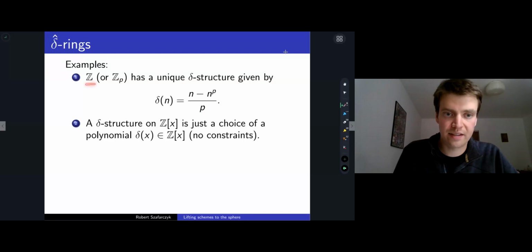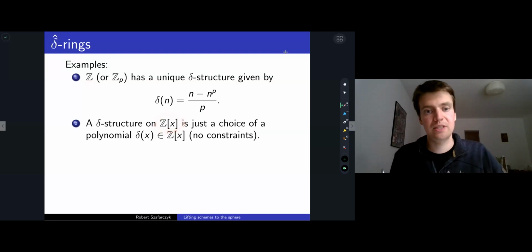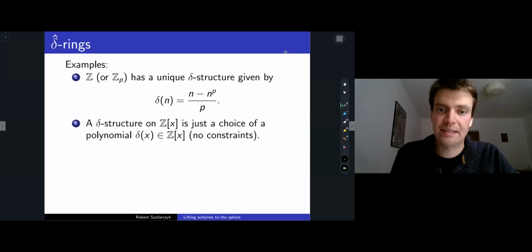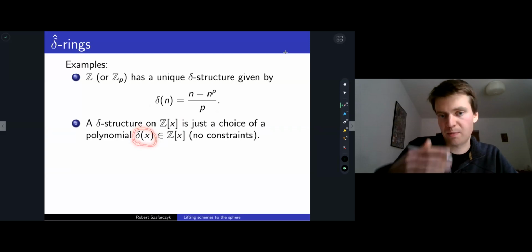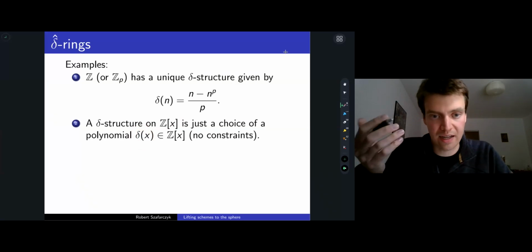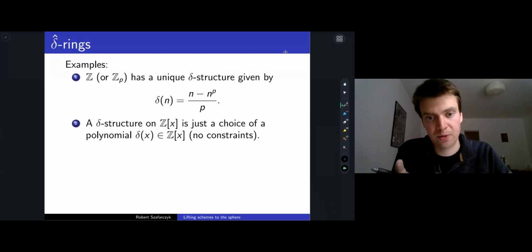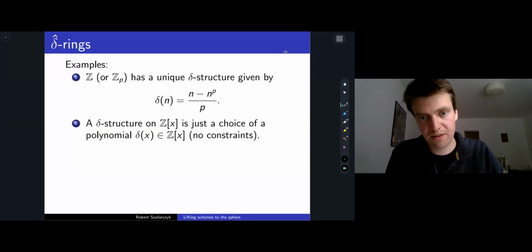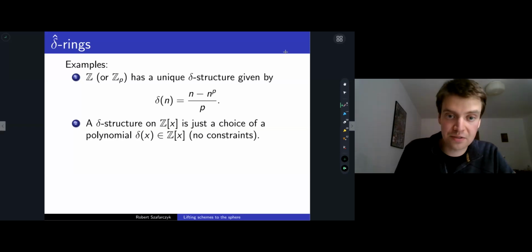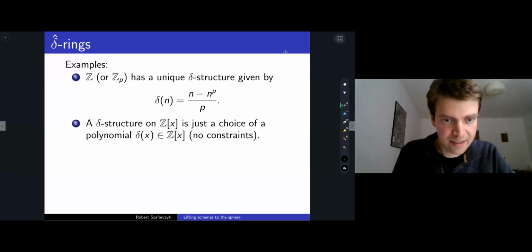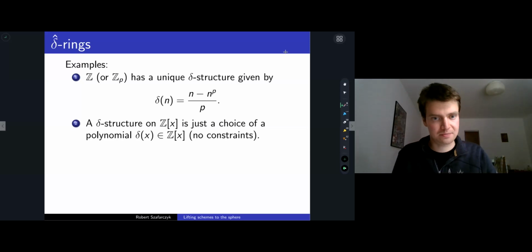So this is integers, and then if I want to put a delta structure on a polynomial ring, I already know what it does on the integers. It must be this formula. So the only thing to choose is its value on x, the value of delta on x. Because remember, delta satisfies those addition formulas and multiplicative formulas. So if I know the value on x and on every integer, then I can deduce from it the value on every polynomial. And it turns out that you can just choose anything for delta of x. There are no constraints.